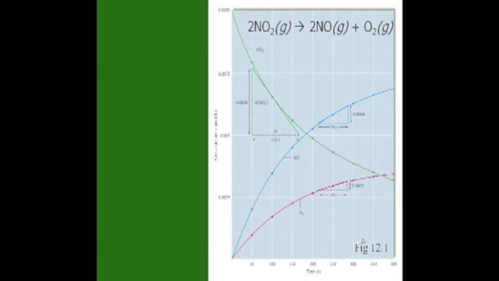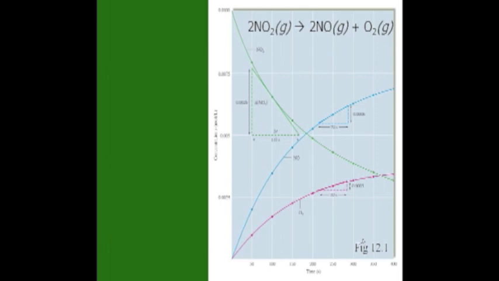Another thing to notice is that the curves of the products aren't identical, which means they aren't being produced at the same rate. If we look at the stoichiometry of the reaction, this makes total sense. For every 2 NO2s that decompose, they produce 2 NOs for every 1 O2. So twice as many NOs are forming compared to O2.